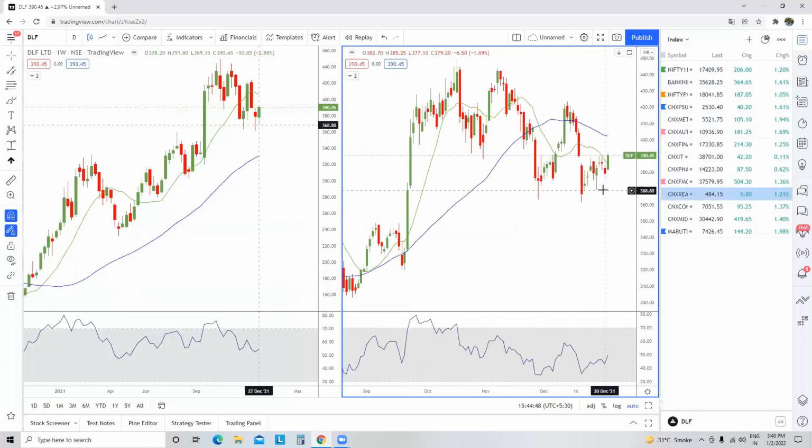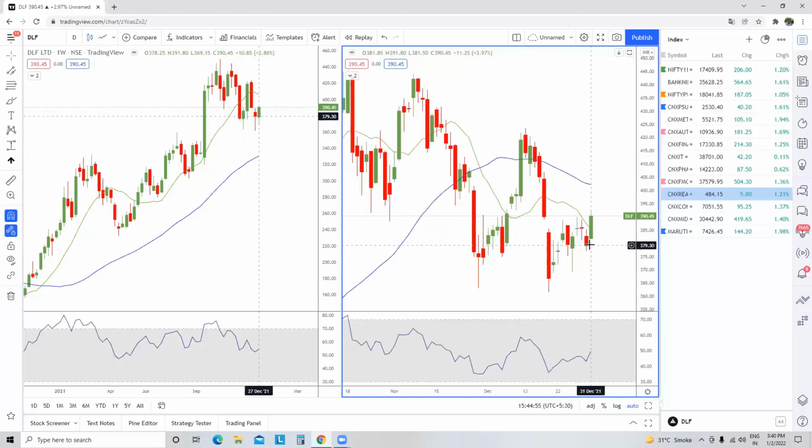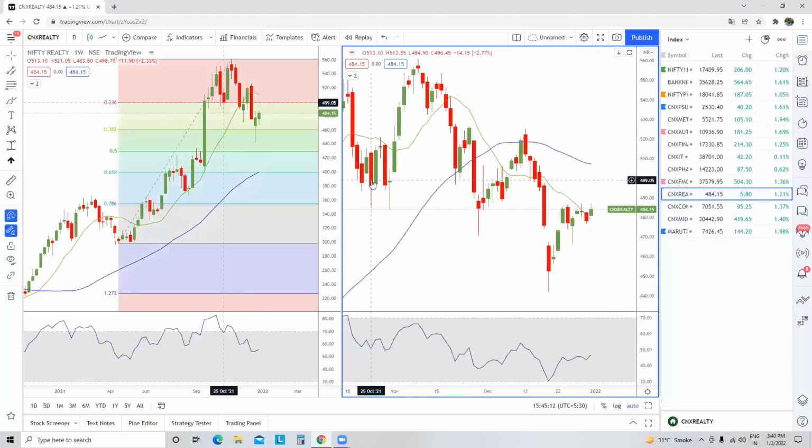above this 391 resistance. I had shared my views on DLF on the Twitter handle also. So the current close is 390.45. So in an intraday, possibly even for an hour, if the stock sustains above 391 or something, then we can see a short-term rally happening in the DLF stock. All right, so keep an eye on this particular pack, on the stock, and on this entire sector also.